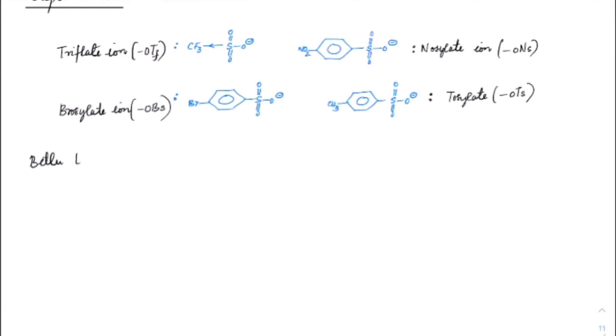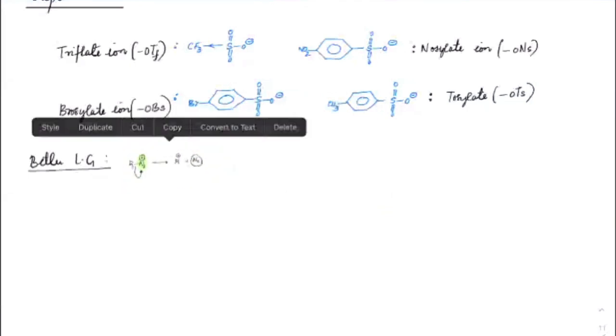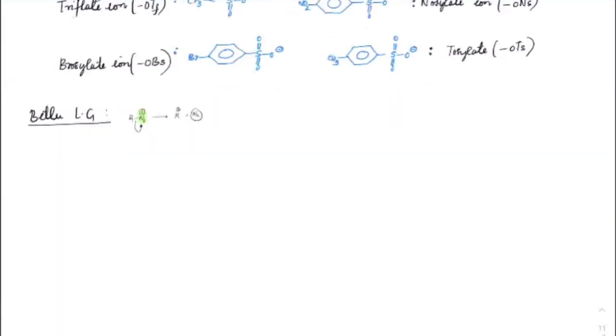These are also good leaving groups, out of which you can see N2. Suppose it is connected to the substrate as N2 plus. This N2 will come out very easily with the electrons, because it takes the electrons; it will leave behind a carbocation and comes out as a neutral molecule N2. So that is what I meant by N2 here. Out of all these better leaving groups, N2 is the best.